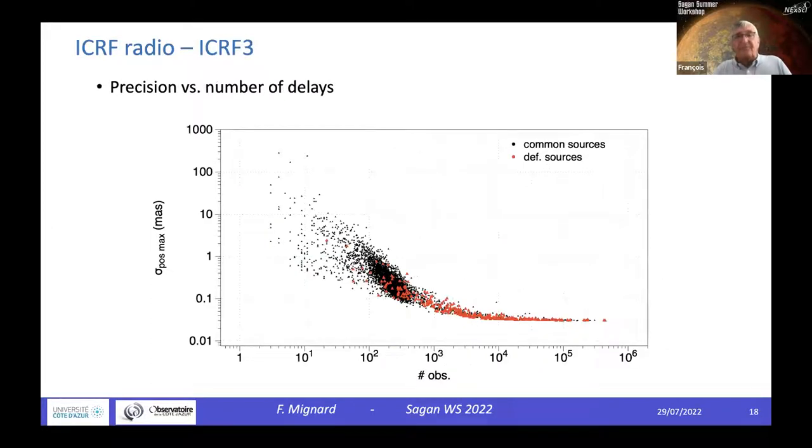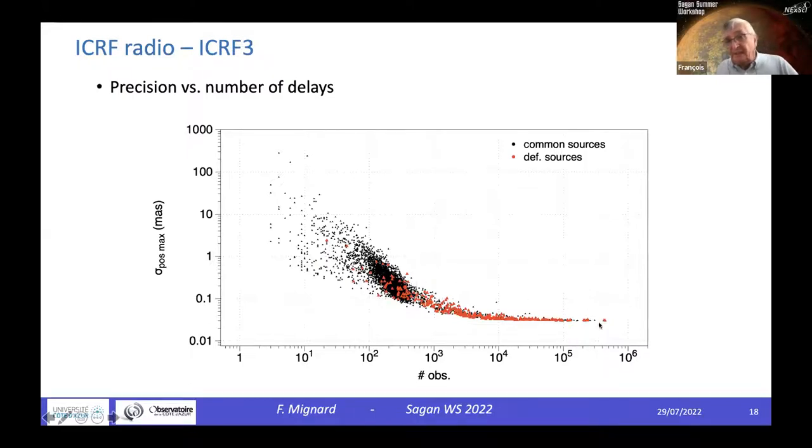milliarcsecond. And here you have a plot showing the number of observations, number of delays, over 40 years. In the best case it could reach 100,000 for a few sources. And the accuracy as a function of this number of observations. It means the accuracy is essentially dependent on the number of observations, while for Gaia, the accuracy will be essentially dependent on the magnitude. Here it's the number of observations which drives the final accuracy.